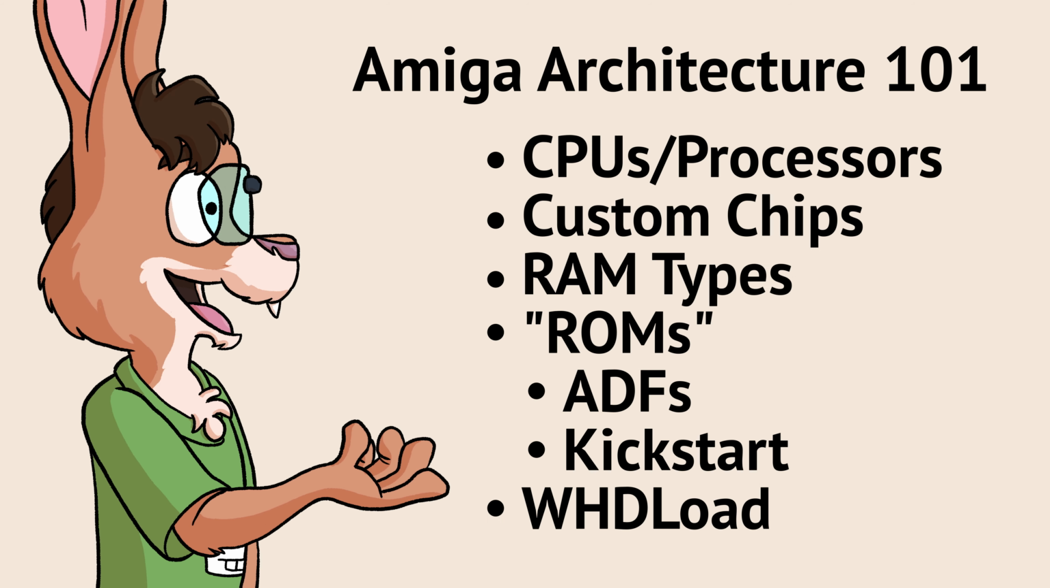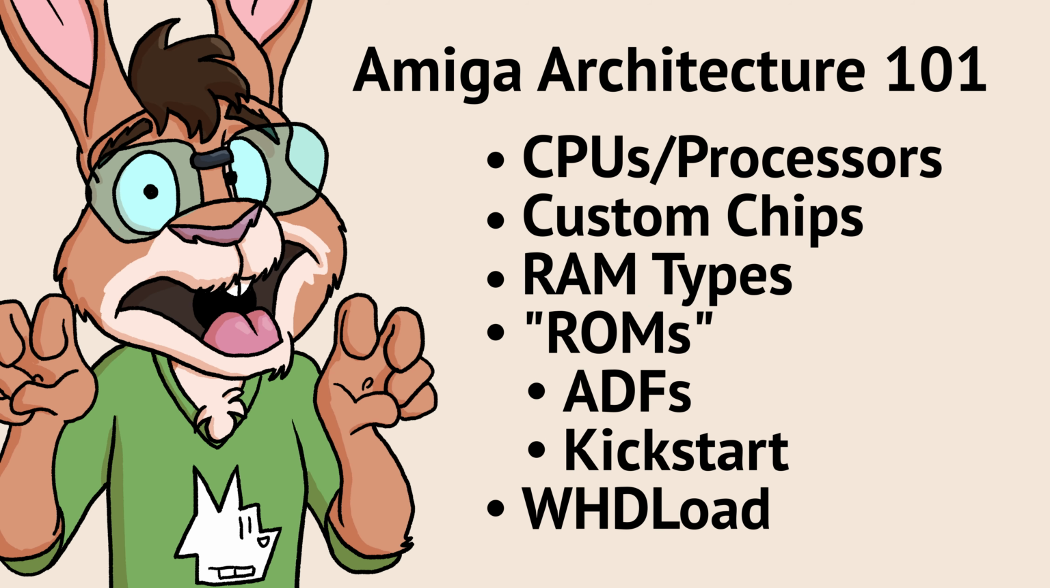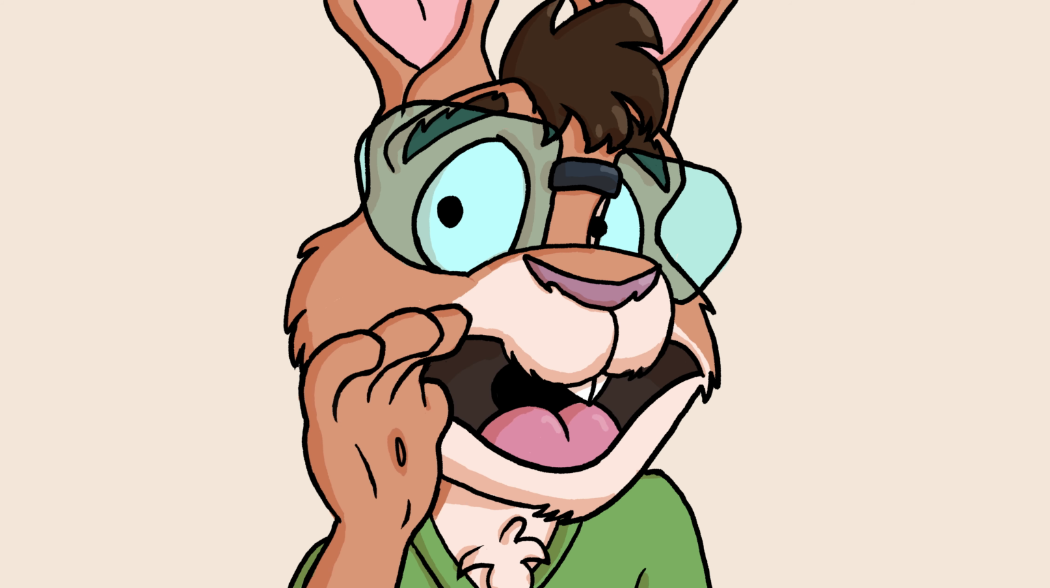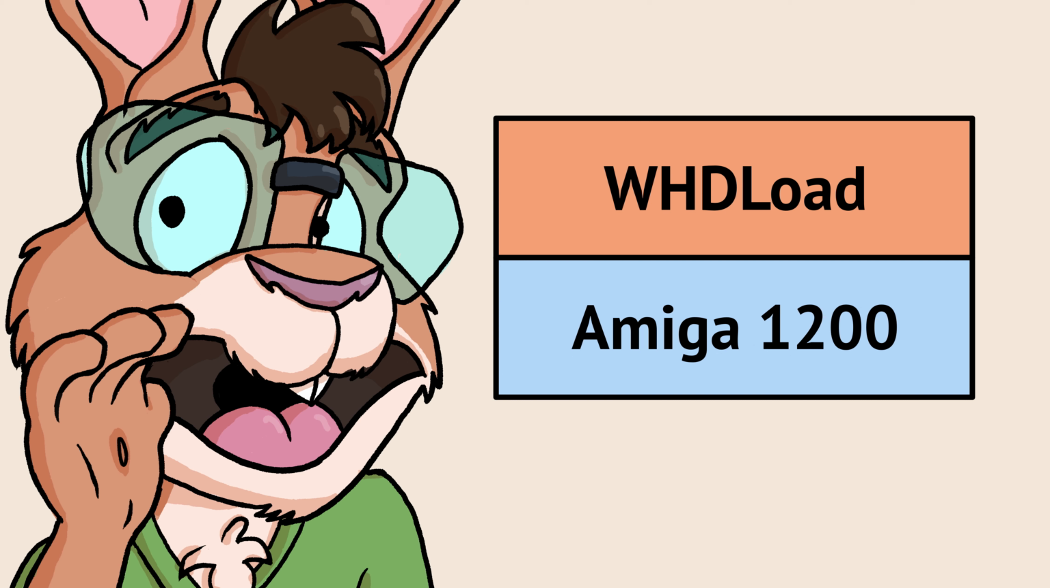I'm going to go over CPUs, the Amiga's custom chips, the different RAM types, ROMs, which cover floppy disk images and Kickstart ROMs, and WHDLoad, a modern way of running most Amiga games. I linked to the emulators I'm currently using in the video's description. Psst! If you just want to get right to it, use WHDLoad archives on an Amiga 1200. That'll work for most games.